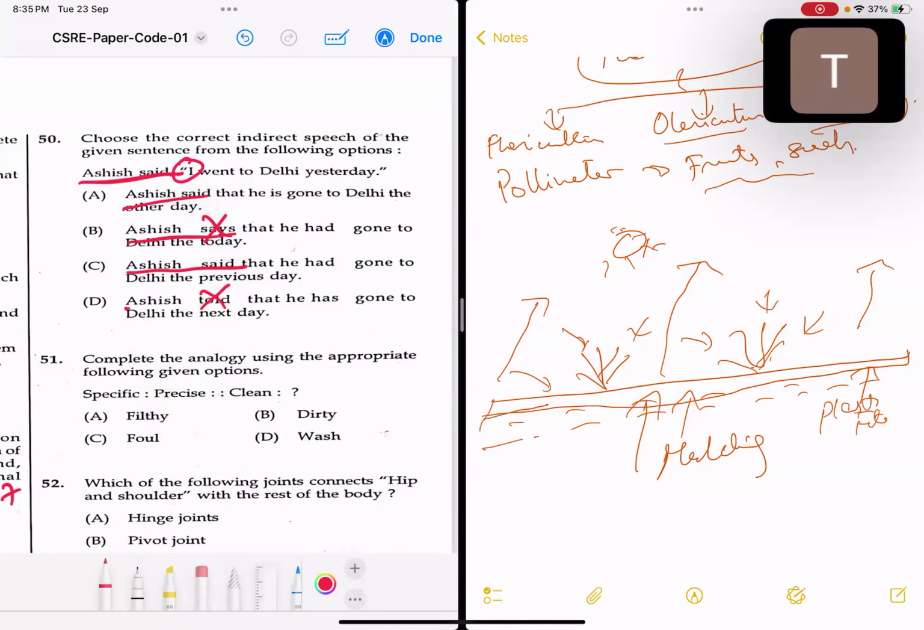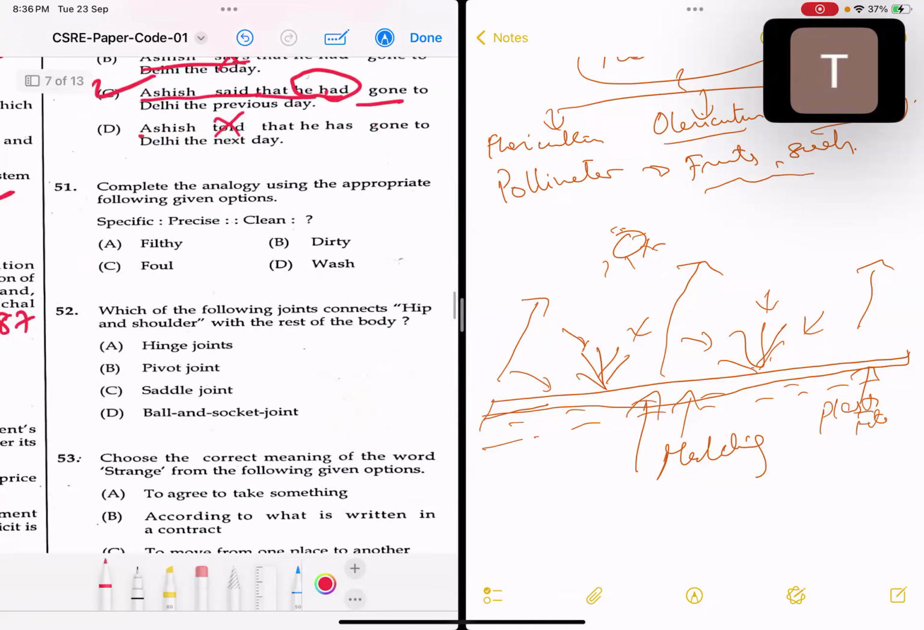So I will become he, right? That he. The verb is simple past. So we have to change into past perfect. He had gone, right, to Delhi. Yesterday will become the previous day or the day before, right? So the correct option is C, okay?